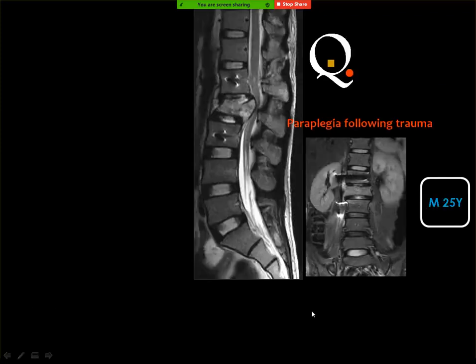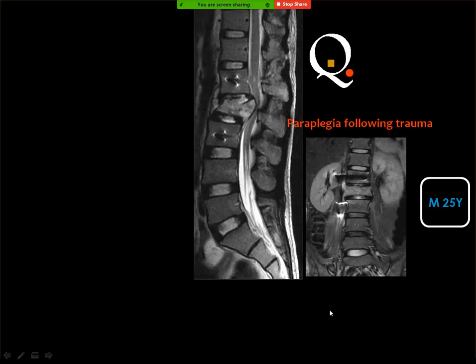Then what do you think? Unstable fracture? Yes. Compressed fracture. Yes, and this is the unstable fracture involving the L2 vertebral body with internal fixation by screws. What's important here is the bone marrow edema of the fracture.